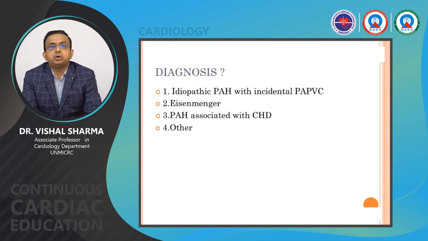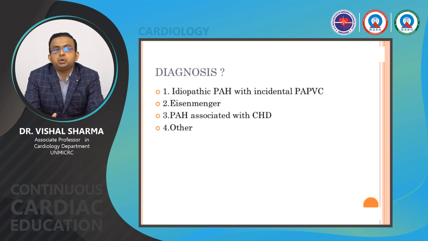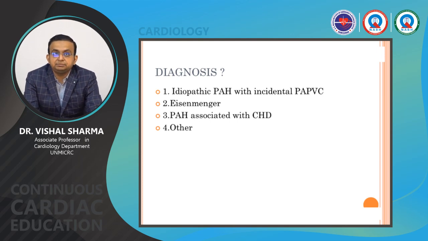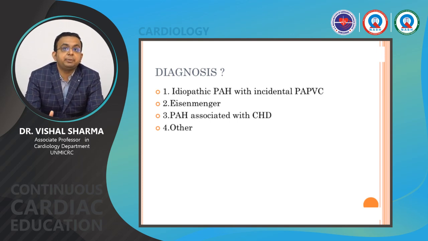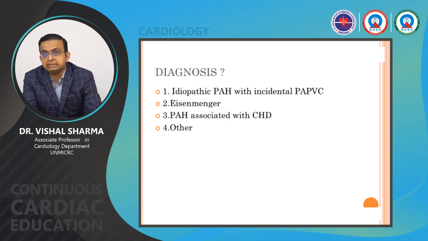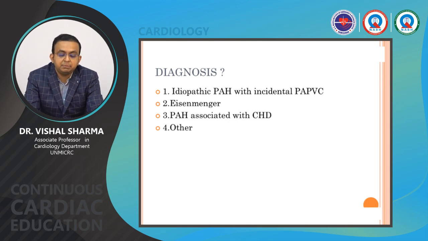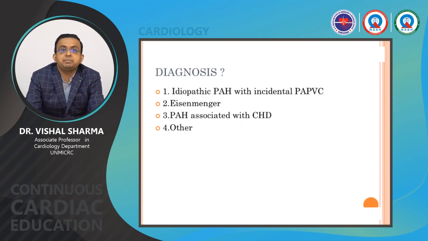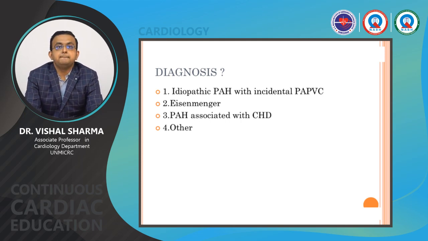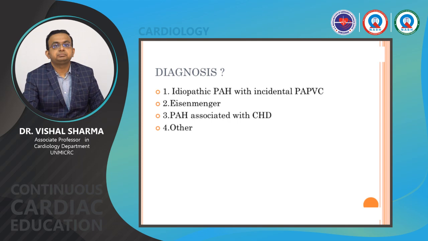So the question for the audience: what is the diagnosis? What do you think is the diagnosis? Is it idiopathic PH with an incidental finding of PAPVC? Is it Eisenmenger? Is it pulmonary arterial hypertension associated with this congenital heart disease? This congenital heart disease causes pulmonary hypertension. Or is it completely something else which we are missing out? So I'll give you a minute to think over it.